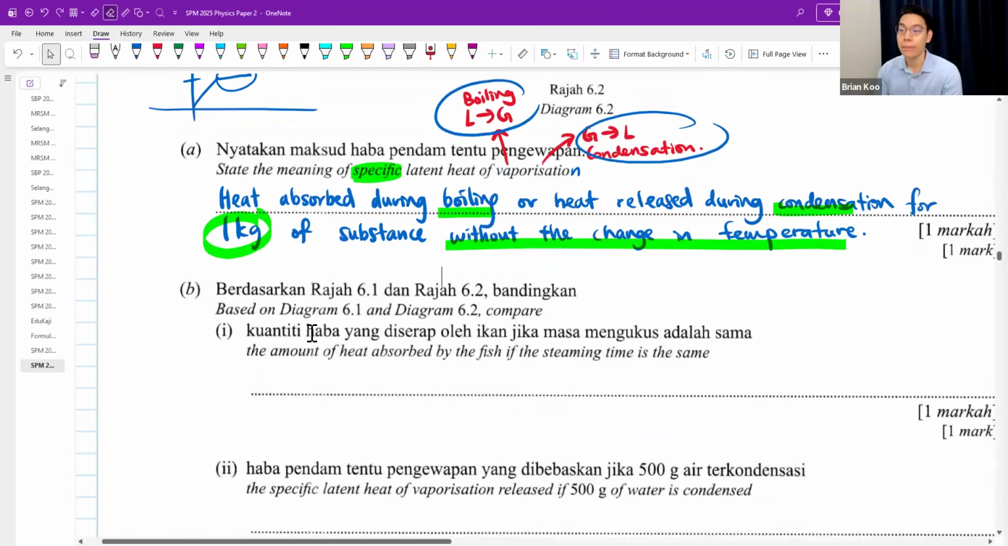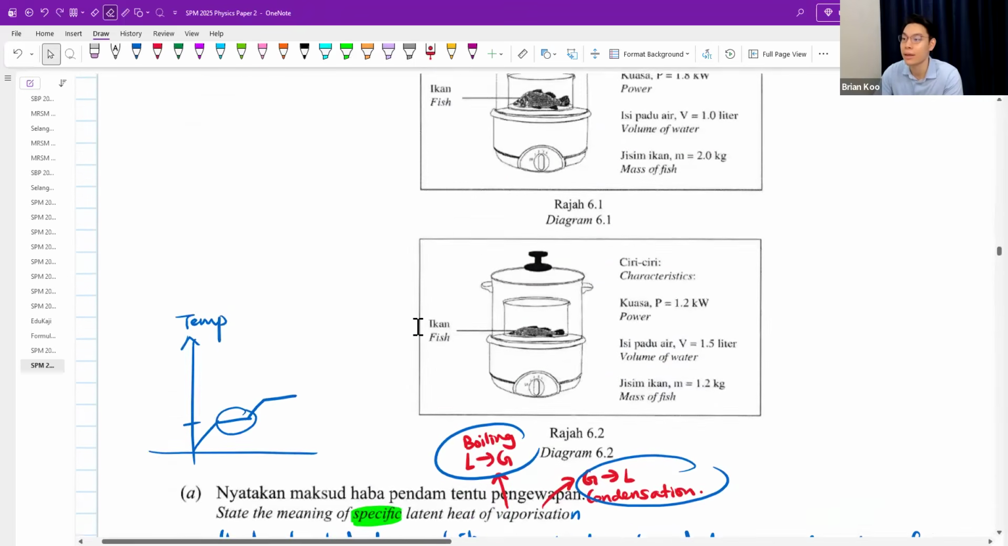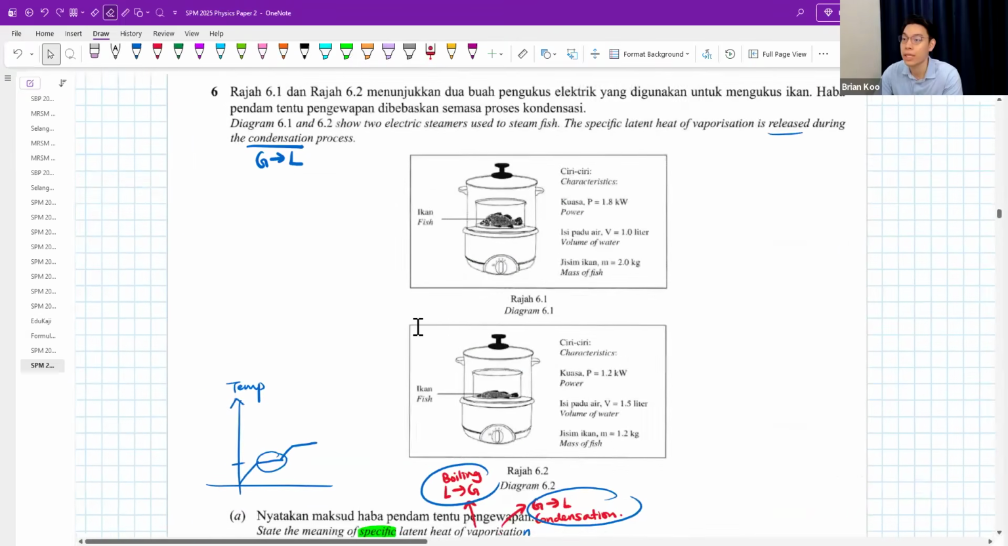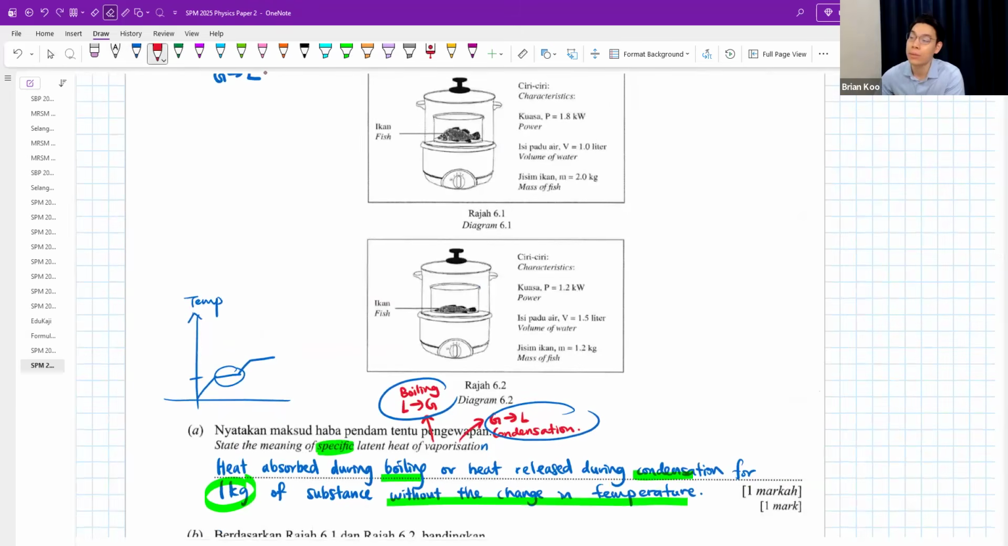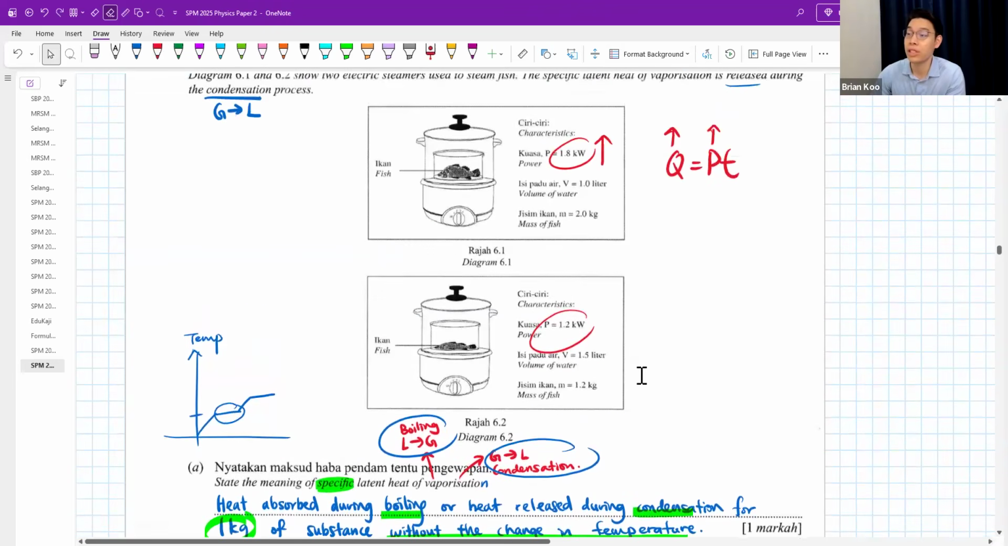Next part. Based on the diagram, compare the amount of heat absorbed by the fish if the steaming time is the same. Okay. Compare amount of heat absorbed if the steaming time is the same. The amount of heat absorbed depends on the power. Yeah, it depends on the power. So without looking at the volume of water and all, the one that is higher power would supply more heat. So therefore, diagram 6.1 is higher. That's why I say, you see, this comparison question is not so direct. It's not just asking you to compare the power. They ask you to compare the amount of heat.